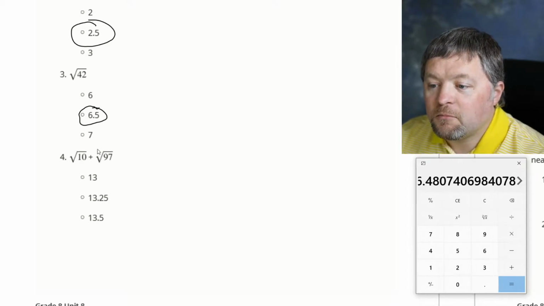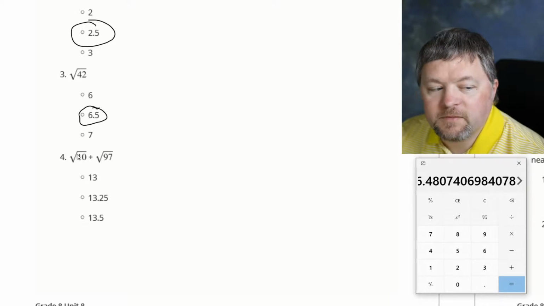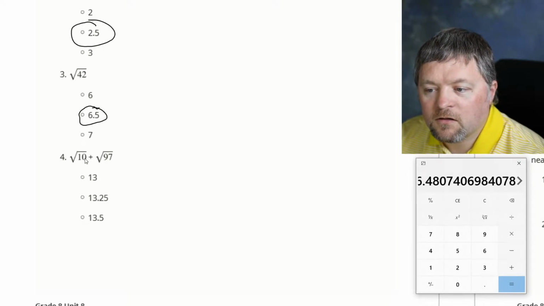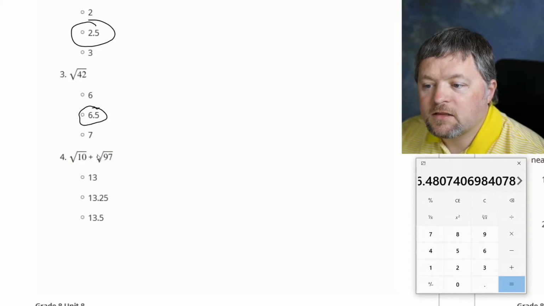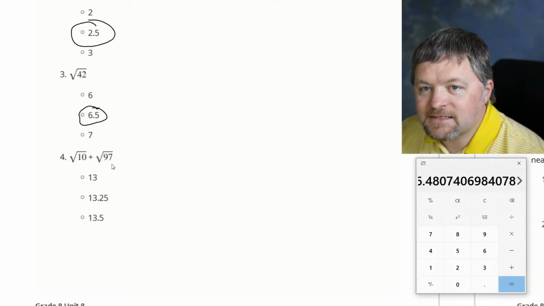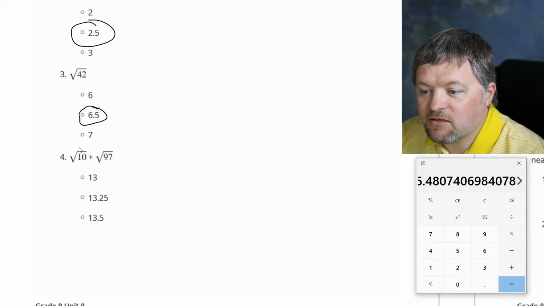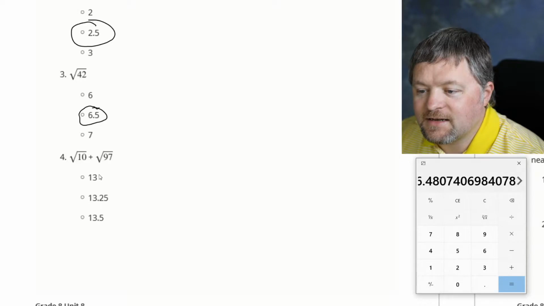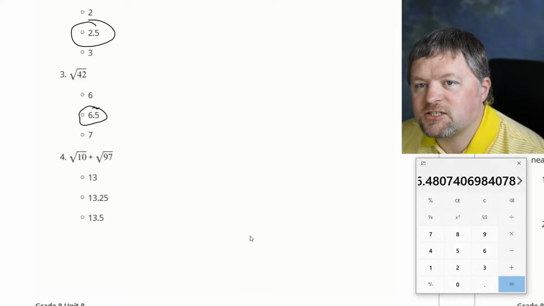Square root of 10 plus the square root of 97. Well, the square root of 10 is going to be just a little bit more than 3. The square root of 97 is going to be just a little bit less than 10. So a little more than 3 and a little less than 10. I'm going to guess that that is closest to 13. Let's check and find out.